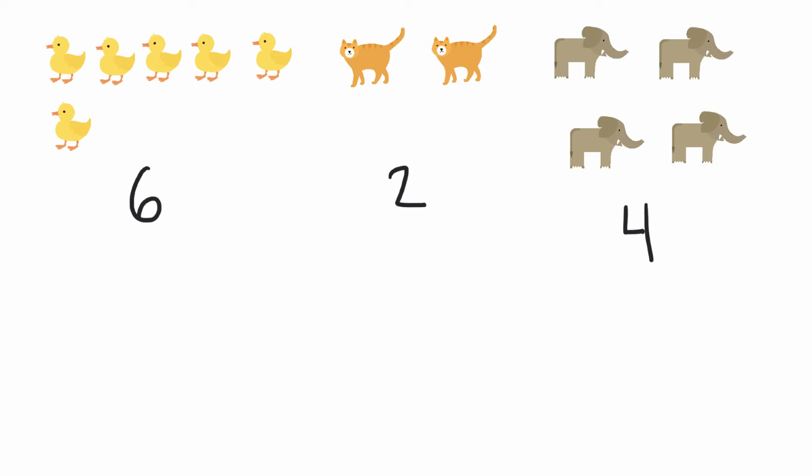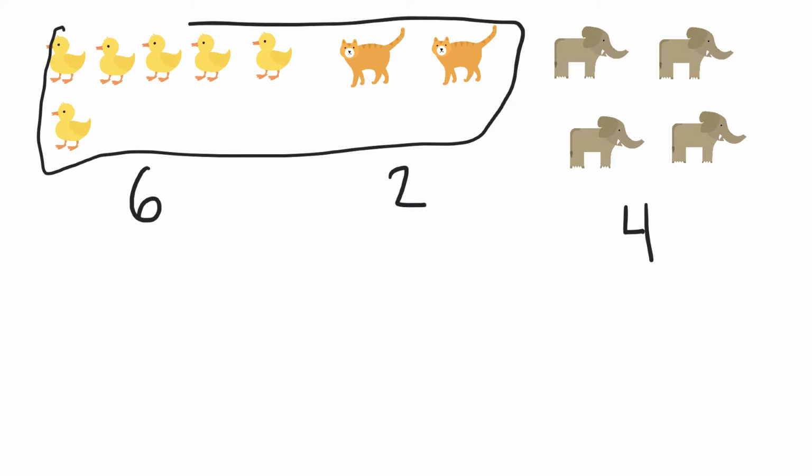For example, if I were to make a group right here and I were to go, okay, I'm going to take these 6 ducks and these 2 cats and add them together. Well, that's going to be a little different, isn't it, than making 10, because 6 plus 2 is 8. And then what number do we have left over? That's right, we have this 4 left over right over here.